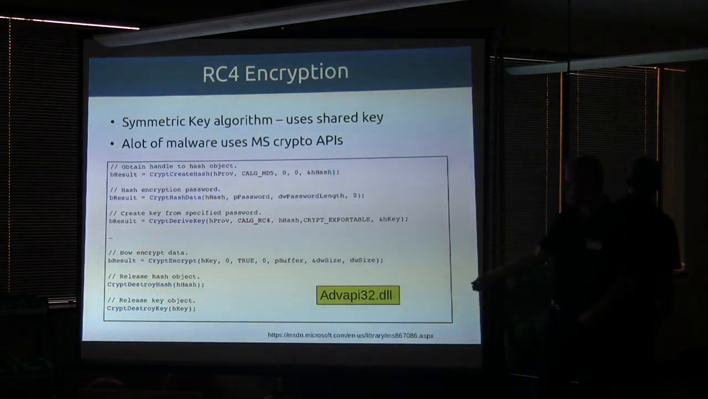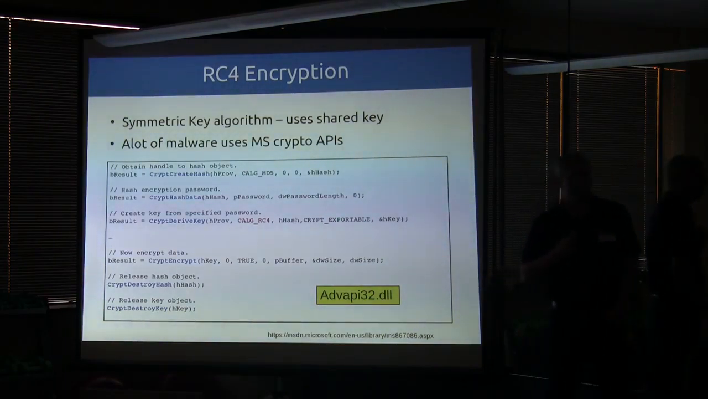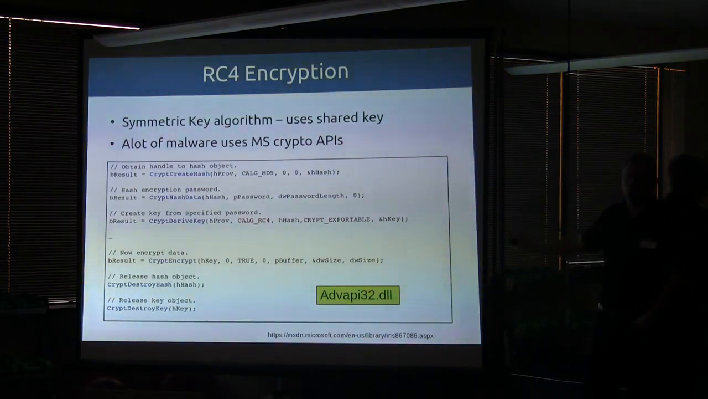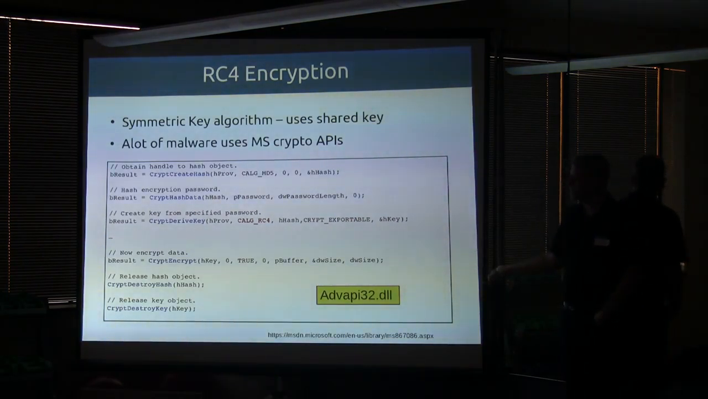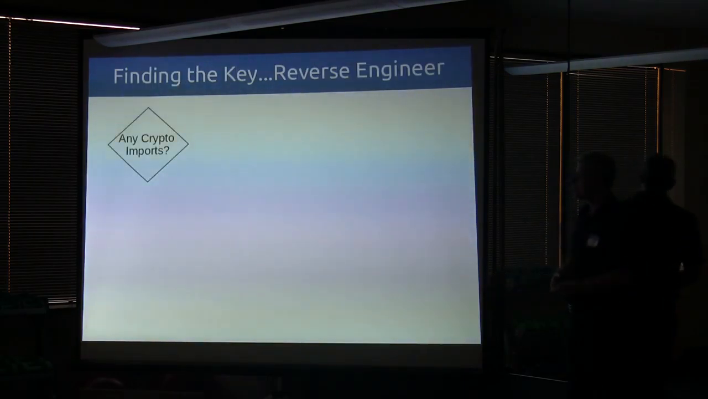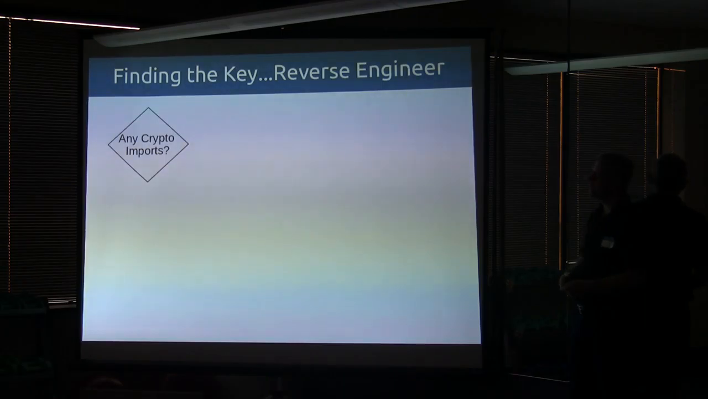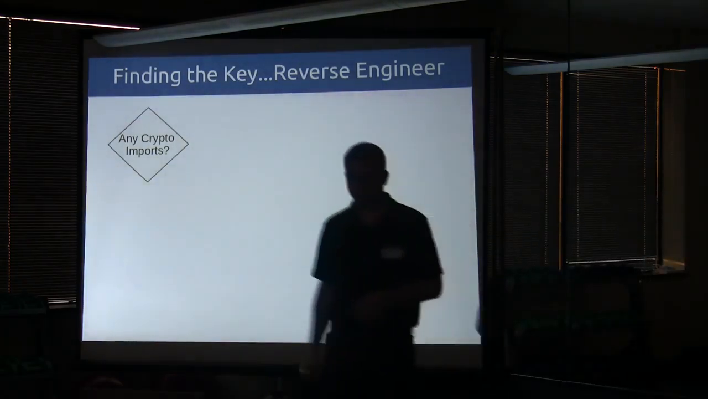All these APIs are stored in a DLL called advapi32.dll. And don't get me wrong, there are other ways to do this. This isn't the only way, but 75% of the time, this is how the attackers are doing it. They're just copying and pasting from the MSDN. So because of this, now we want to figure out how we find this password. There are a couple of things that we can do. Let me just do it.